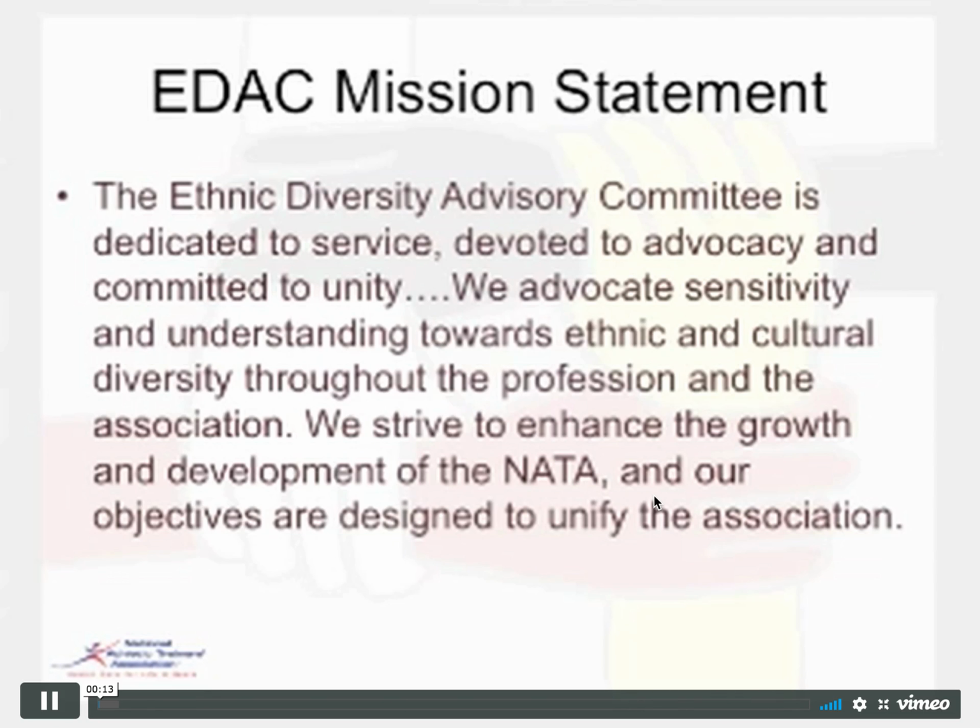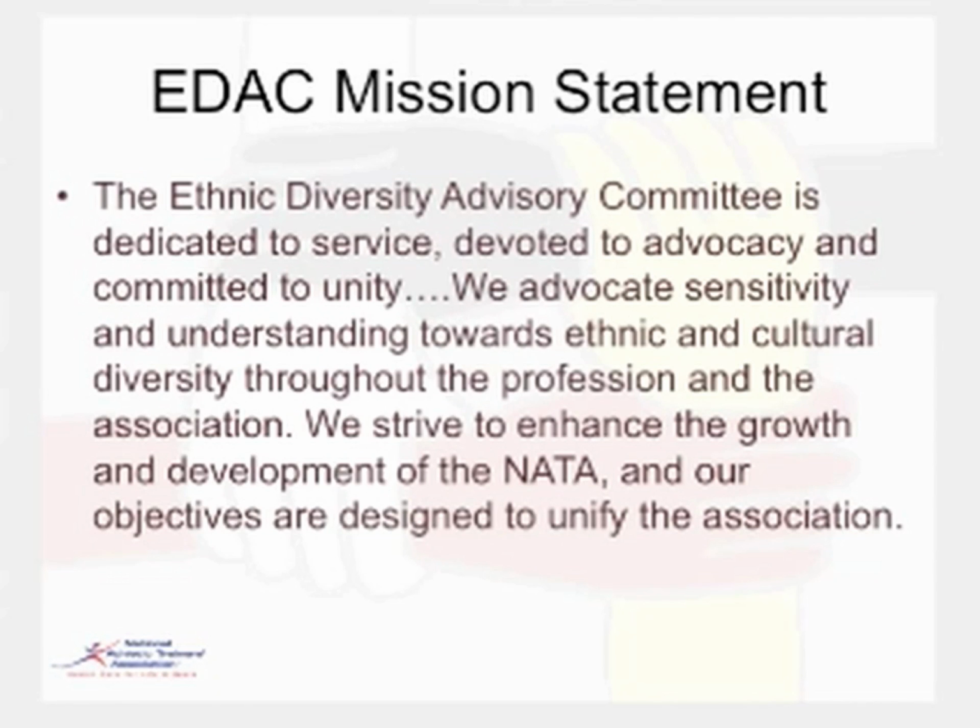The Ethnic Diversity Advisory Committee is dedicated to service, devoted to advocacy, and committed to unity. We advocate sensitivity and understanding towards ethnic and cultural diversity throughout the profession and the association. We strive to enhance the growth and development of the NATA, and our objectives are designed to unify the association.